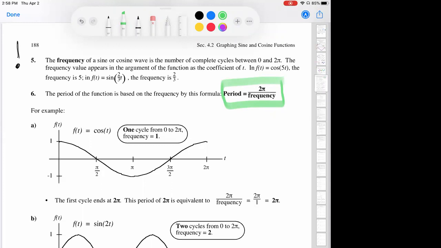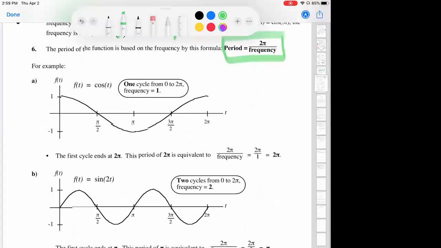So there'll be some graphs that will have a lot of waves in one period, and that's because the frequency has been altered, right? We have more full cycles in one period. There's some where they're elongated, right? So we'll have less cycles in one period. But that's what we want to look at. However, this is really easy to identify. A frequency is just that number by the t. So it's easy to identify, and we're going to put this formula into work. Period equals 2 pi over frequency.